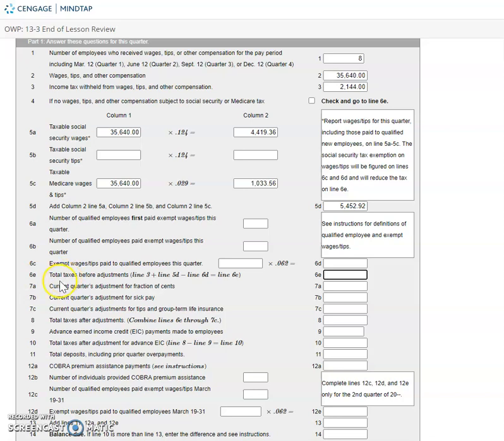Line 6E says total taxes before adjustments, and it tells us exactly what we're going to do here. It says we're going to take line 3, so line 3 plus line 5D minus line 6D to get 6E.